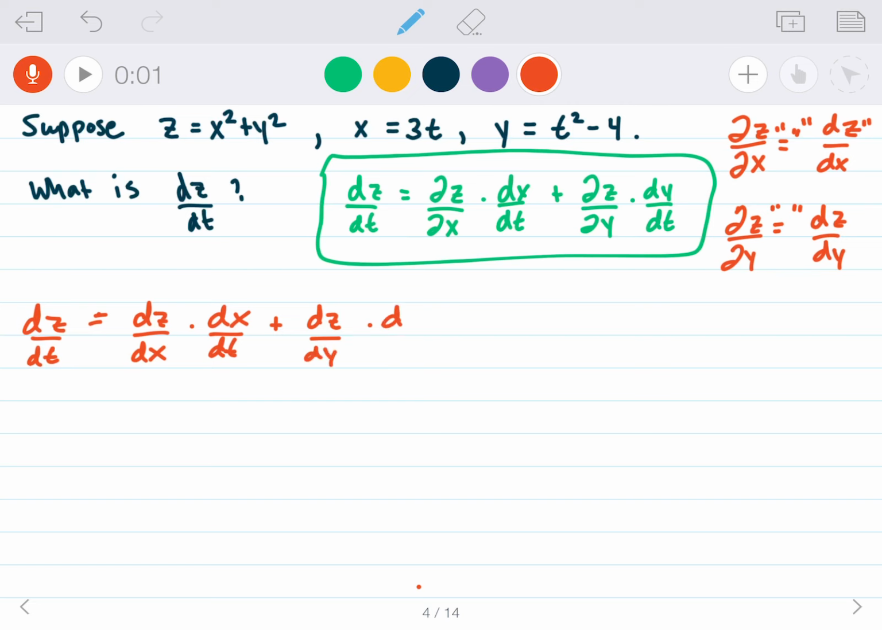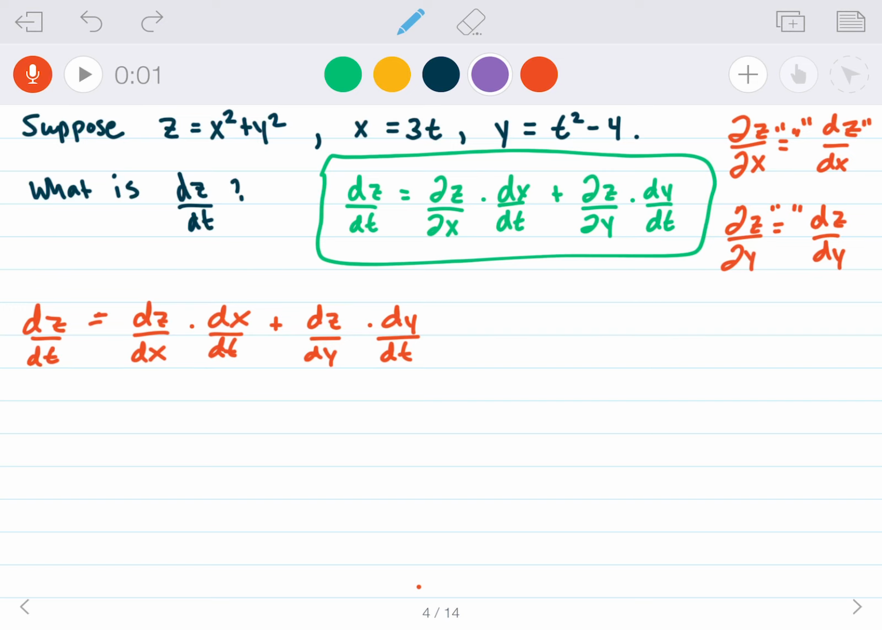We can sort of see that even though these really aren't going to cancel, we can think of them as canceling just to get some intuition behind what's going on. We get dz dt is equal to, basically, dz dt. So that's just an intuitive way of thinking about it. It's not really equal to dz dt because dz dx is actually the partial derivative of z with respect to x, but that's just how you can get some intuition behind what's going on here.